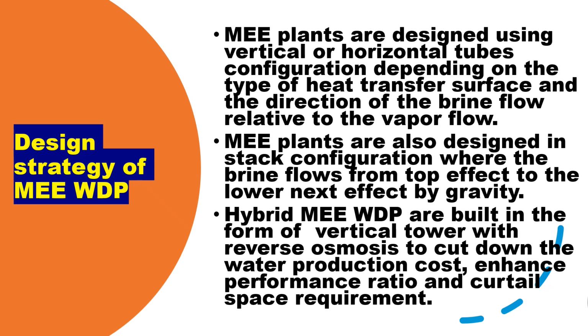MEE plants are designed using vertical or horizontal tubes, configuration depending on the type of heat transfer surface and the direction of the brine flow relative to the vapor flow. MEE plants are also designed in stack configuration, where the brine flows from the top effect to the lower next effect by gravity.